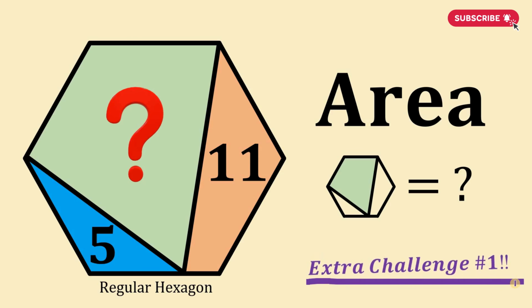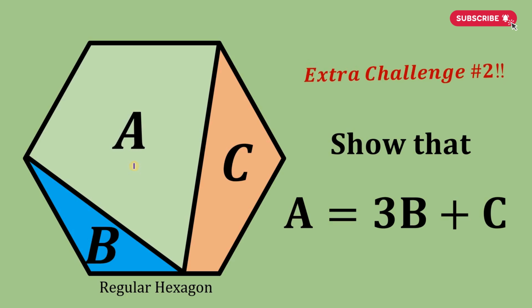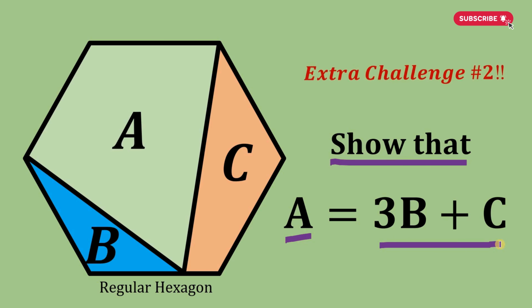And this is extra challenge number 2. This is a bit difficult. So, given the areas A, B, and C, your goal is to show that the region A is equal to 3 times region B plus C.